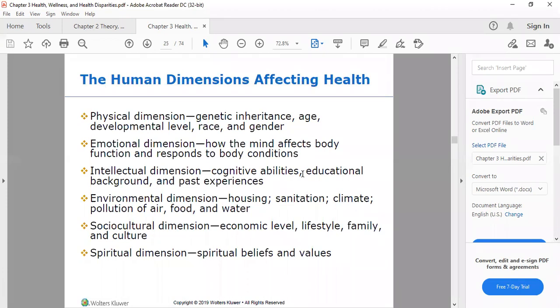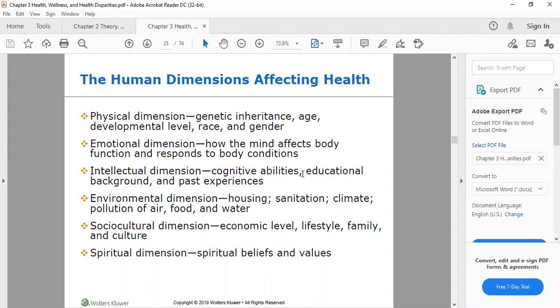Environmental dimensions, okay? Do they have access to housing, to air and food and water that are contaminant free? How about the social dimension? Okay, so economically, are they stable? What type of lifestyle are they living? What are their family values and culture? And then what are their spiritual beliefs and values?